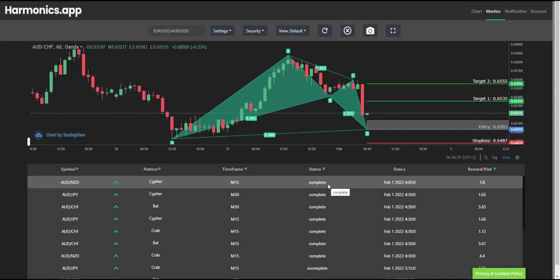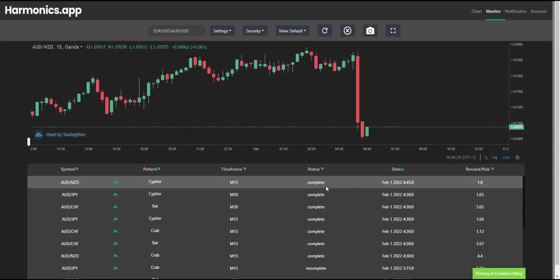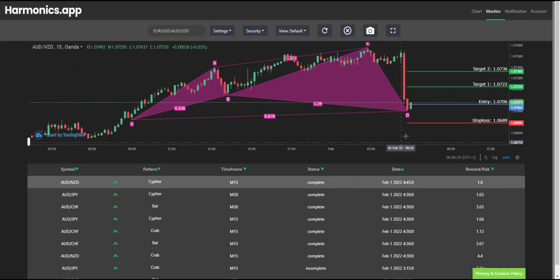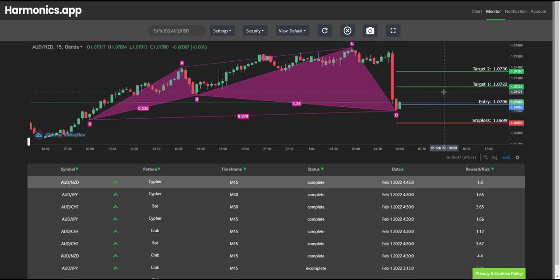Mature pattern means, in the case of a complete pattern, that after the D point has been created, you have 1 to 4 candles after the D point. That is a mature pattern, and that means that this pattern has been completed and it is mature, so that you can trade that pattern. What I have explained in previous videos about complete patterns is that after the D point has been created, on the next candle you will receive information that this pattern is completed.